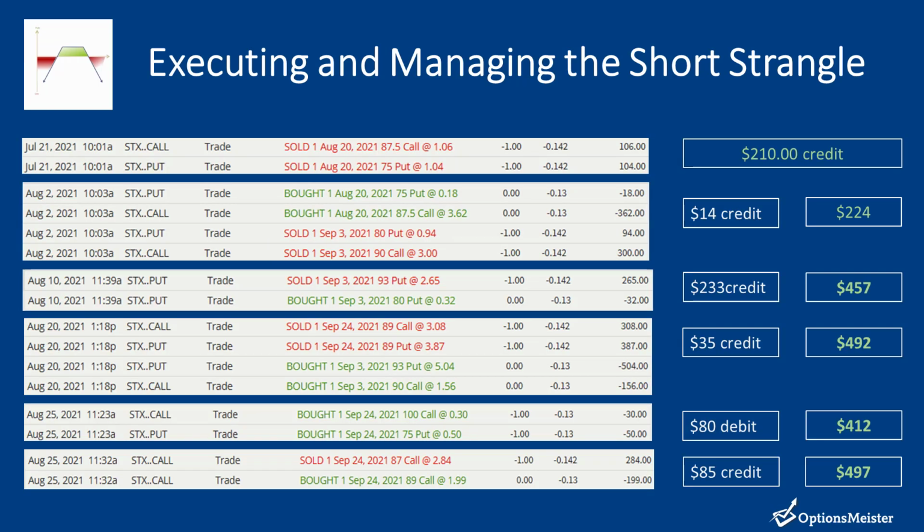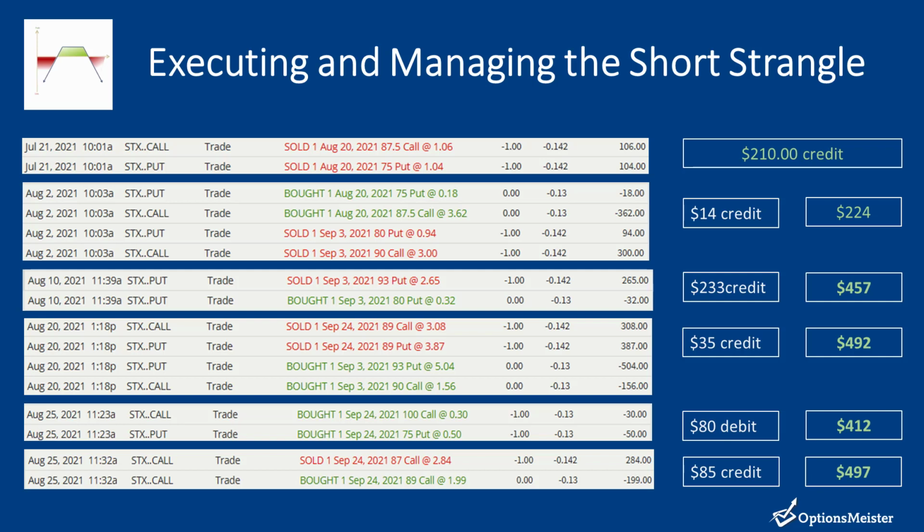The next two slides provide a transaction-by-transaction account of the STX earnings strangle from entry to exit. The trade was entered on July 21, receiving $210 in premium for each one contract lot. The adjustment on August 2 added $14 in additional premium, bringing the total accumulated premium to $224. The August 10 adjustment was executed for a $233 credit, bringing the total premium received to $457.